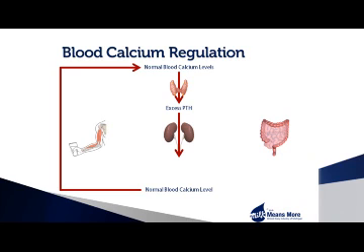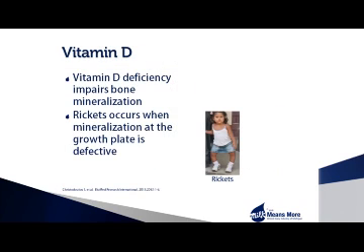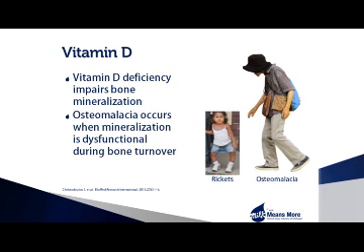Vitamin D is critical to bone health. It must first be activated by PTH to calcitriol. Calcitriol increases blood calcium levels by promoting calcium absorption from the GI tract. It also reduces urinary calcium loss by increasing renal tubular resorption. Vitamin D has an important role in promoting GI calcium uptake and limiting urinary calcium loss. In children, it helps prevent rickets, which occurs when mineralization at the growth plate is defective. In adults, vitamin D helps prevent osteomalacia, which arises when mineralization during bone turnover is dysfunctional.